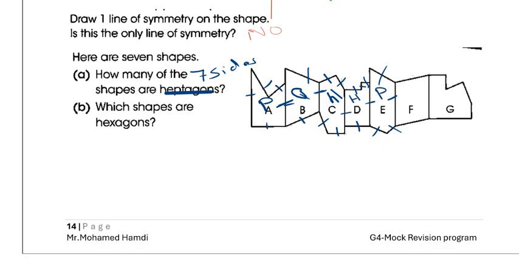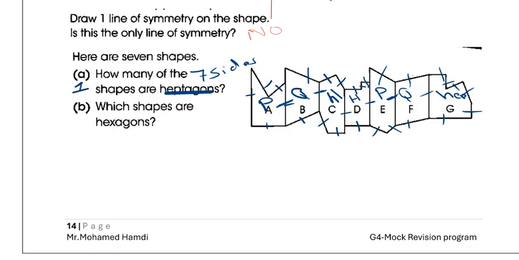Let's count G. 1, 2, 3, 4, 5, 6, 7. So G is a heptagon. So how many heptagons? 1 heptagon. Which shapes are hexagons? We will find that C and D are hexagons.